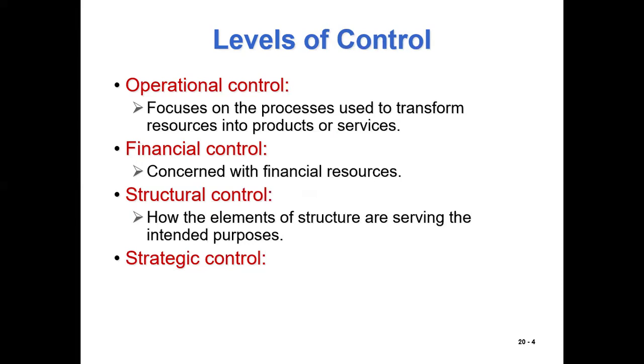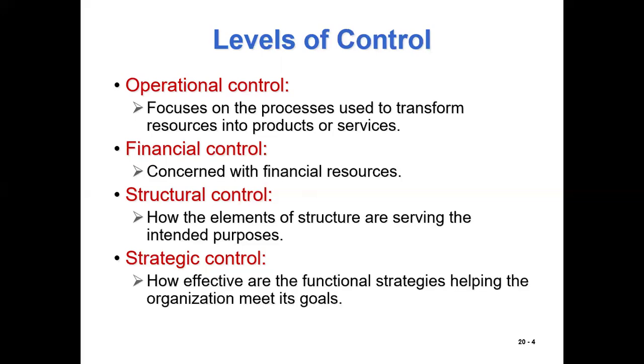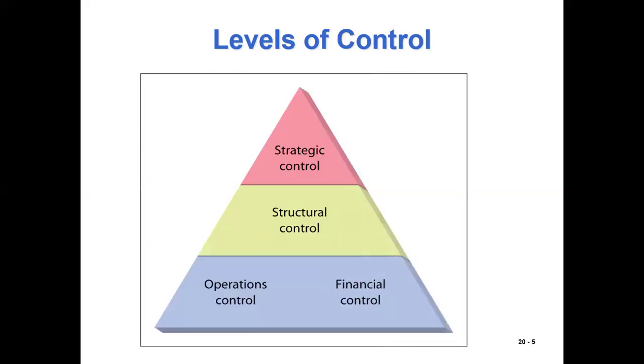Financial control deals with all financial activities like tax, pay slip, purchase cost, or inventory cost, etc. Structural control is how the elements of the structure are serving the intended processes. Strategic control is for the top level management and is for the long term plan. See that there are three levels, and it is a cubic structure: strategic, structural, and operational.